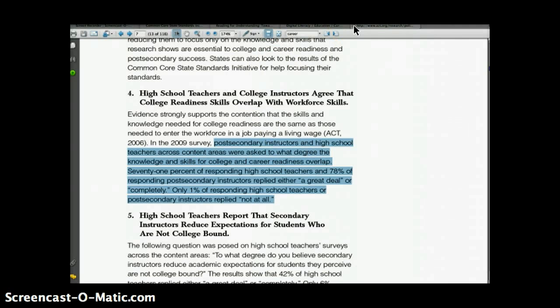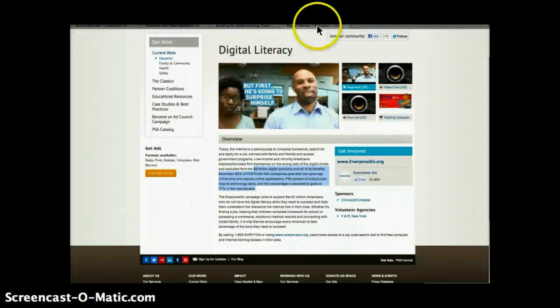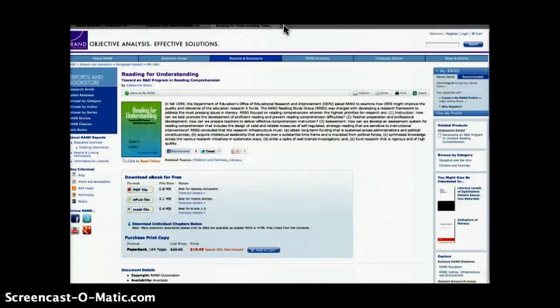Okay, so besides this traditional reading and writing, we also have digital literacy, being able to read and write in the digital world. And right here, I just wanted to show you a statistic. 80% of Fortune 500 companies post their job openings entirely online, only online. So our students are going to have to be able to use technology to read and write in order to even apply to those jobs. Okay, so that is why it is important for our students to be able to read and write.